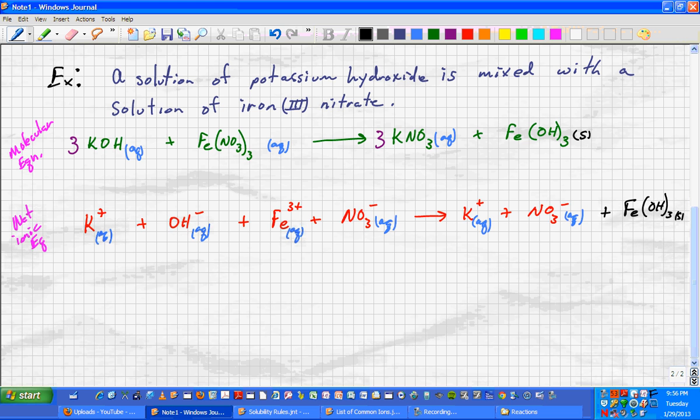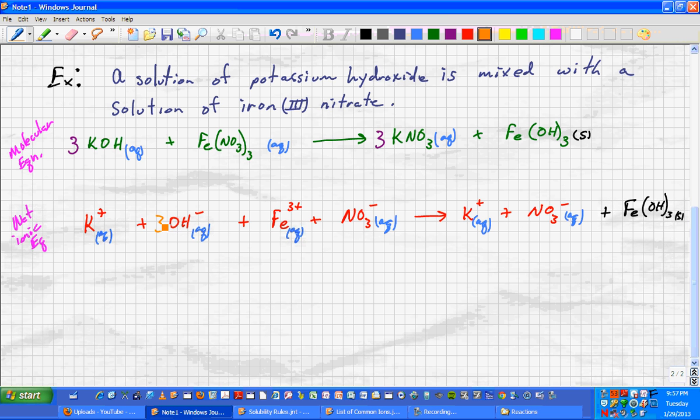Now as far as balancing goes, a couple ways to do this. I could use the fact that I balanced this before up here and just drag down my coefficients. This potassium hydroxide, when it breaks up, since there's 3 of them, it'll form 3 potassium ions, 3 hydroxide ions. The other way I can look at this is I can just do it like I normally would. I've got a hydroxide here, but I've got 3 hydroxides here, so I'm going to need a 3 in front of that.